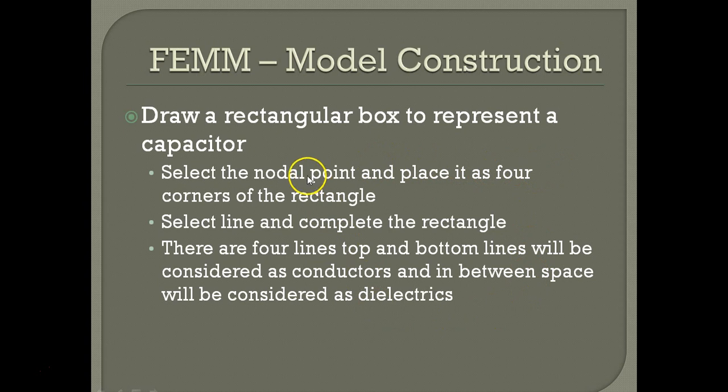You have to mark 4 nodal points, or 4 corner points, at the 4 corners of the rectangle, and connect all the 4 corners using the line tool. From the line tool, you have 4 lines. The top and the bottom lines are considered as conductors, and the space in between the top and bottom lines will be considered as a dielectric.